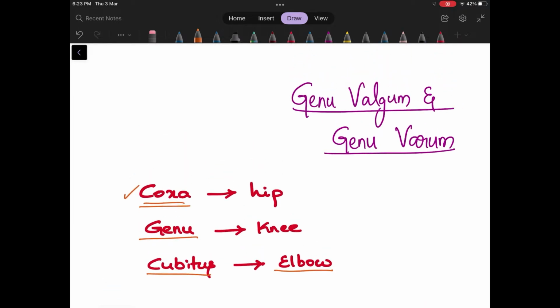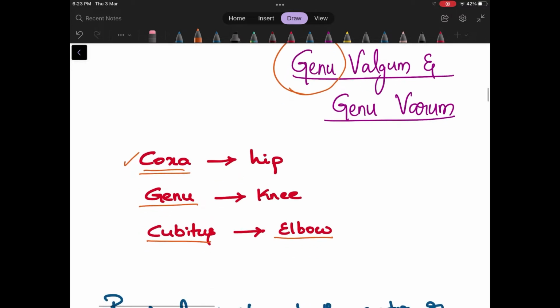In a similar way, in today's topic, if we say genu, we are talking about the knee joint. Genu valgum, genu varum. What are valgum and varum? We will learn in the further topic. So the terminology that we have learned now is coxa means hip, genu means knee, cubitus means elbow.